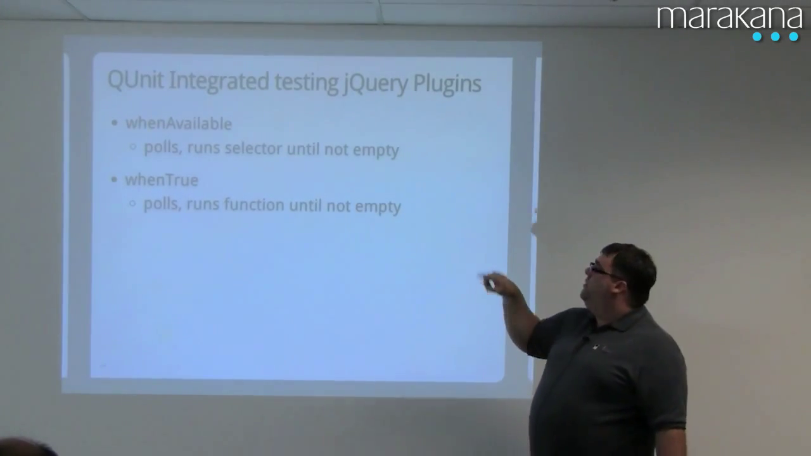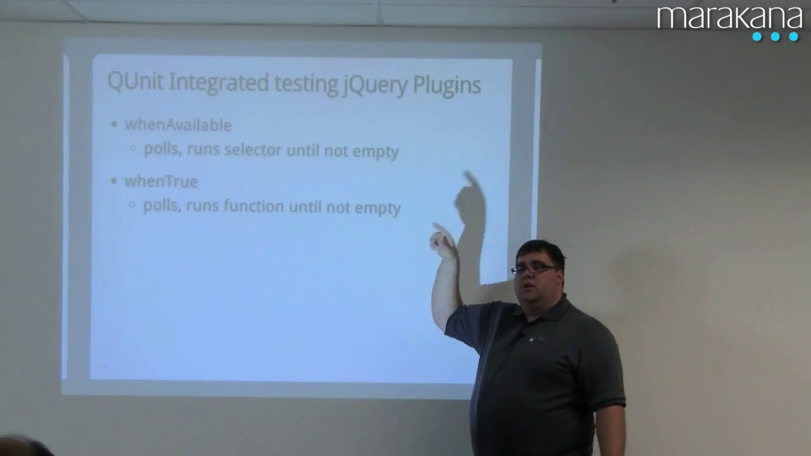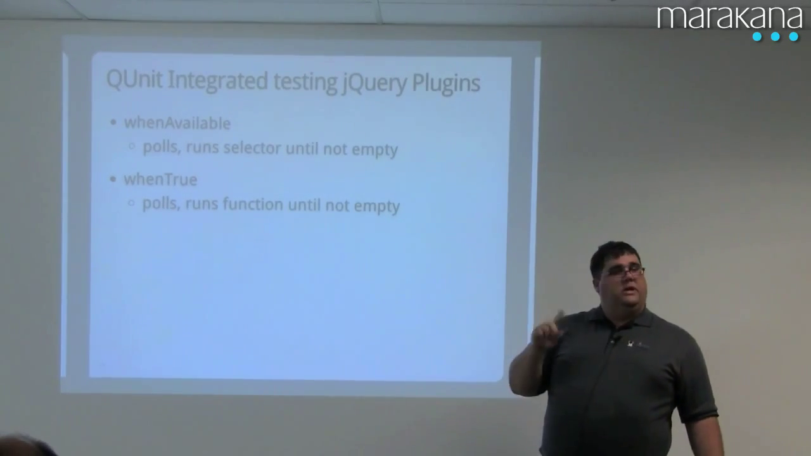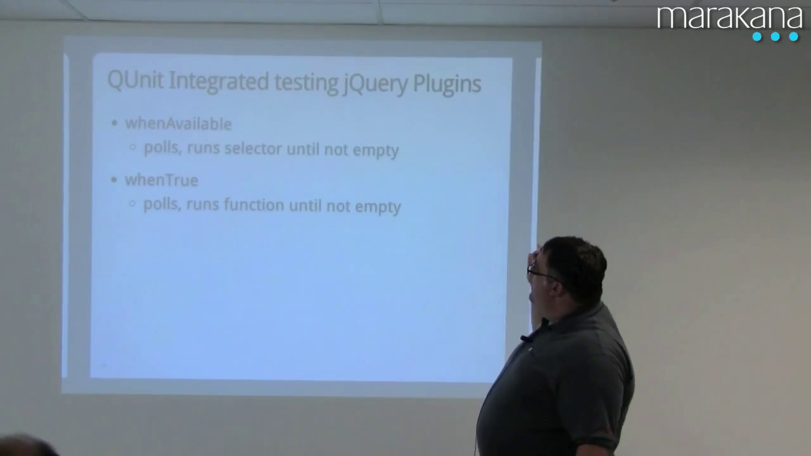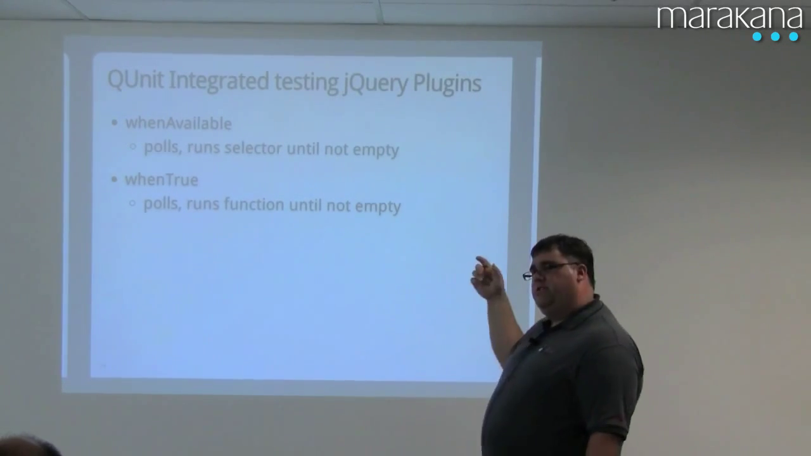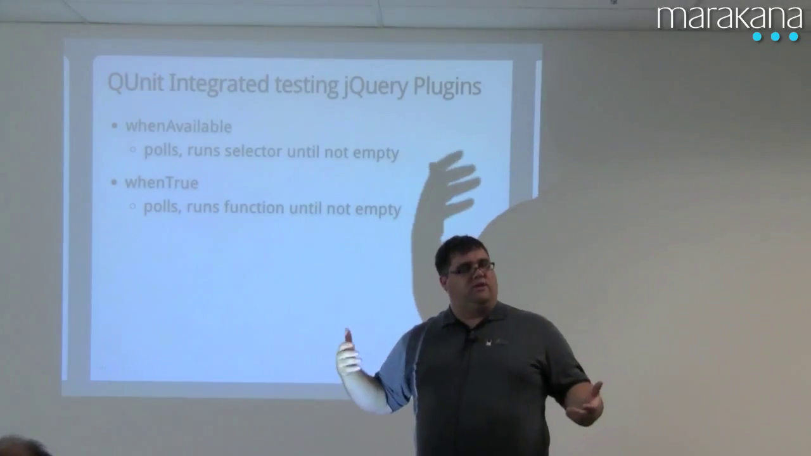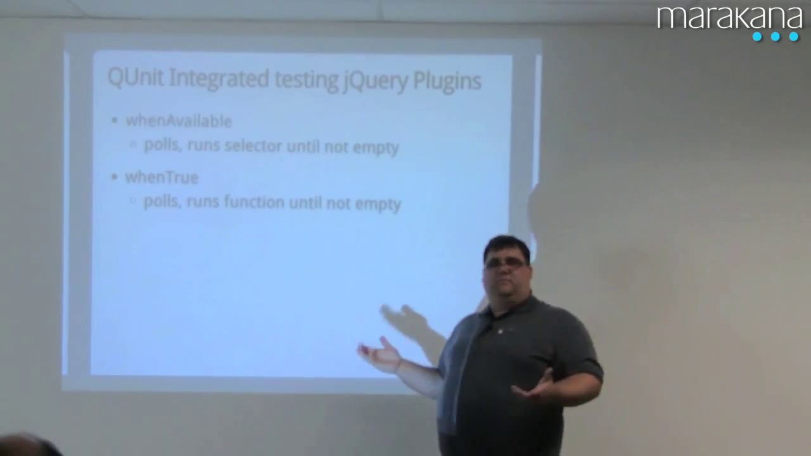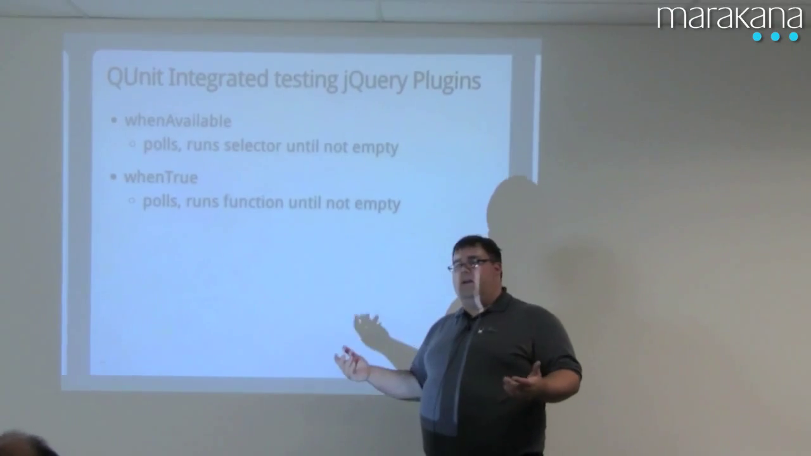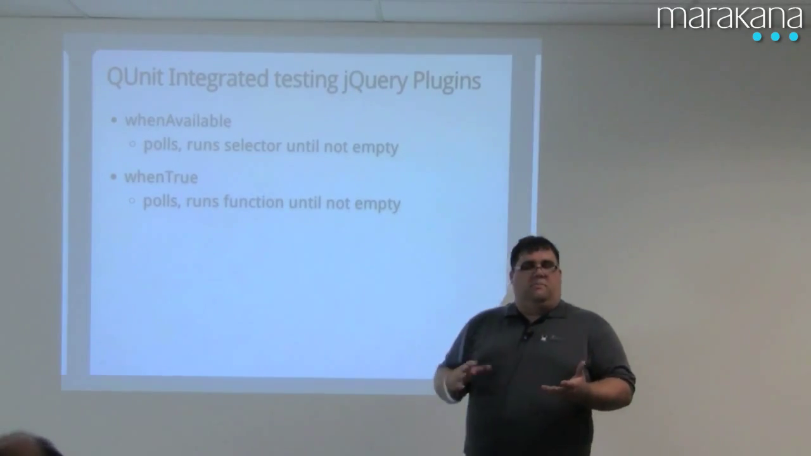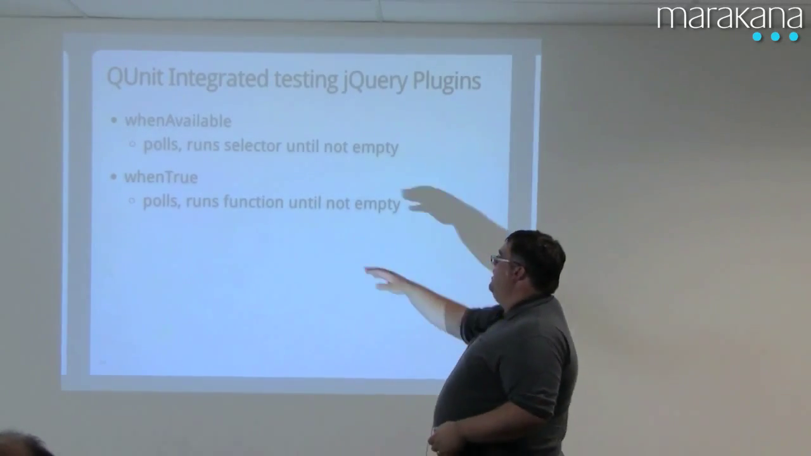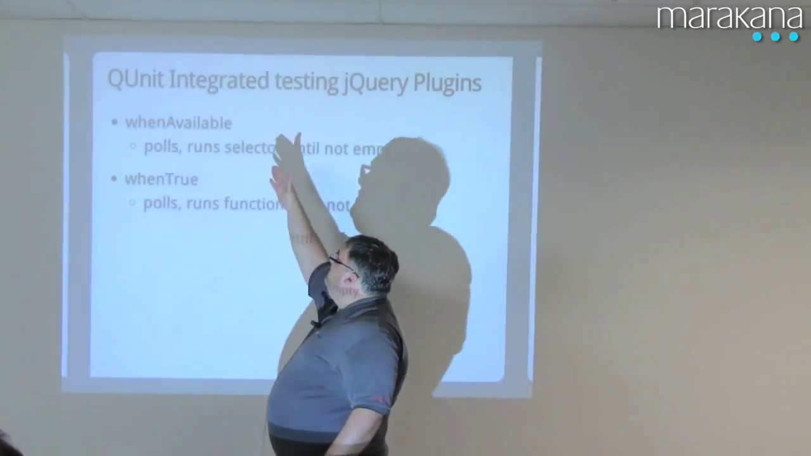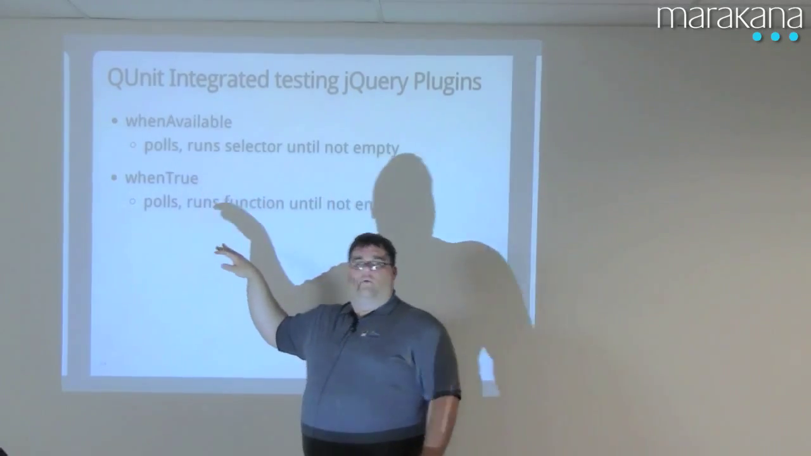Jonathan wrote whenAvailable, which is open source, on GitHub, under Append2. Append2 is the commercial company behind jQuery. I said whenAvailable is cool, but sometimes I want to wait for something to turn green, or wait for something to happen, some closure. So I had a guy work for me, and I said, take whenAvailable, but let's do whenTrue.